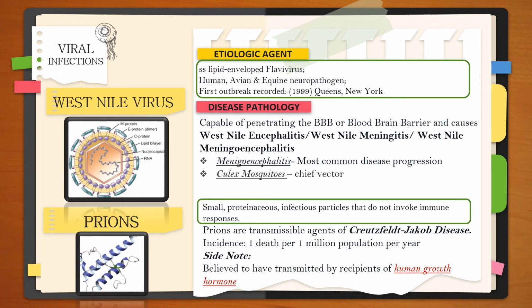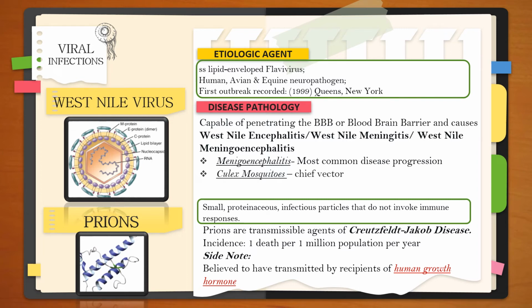This virus is mostly carried by Culex mosquitoes. Next, we have prions, which are small proteinaceous infectious particles that technically do not have the ability to invoke immune responses. However, class, it is believed to have carried the Creutzfeldt-Jakob disease that causes one death per million population per year.